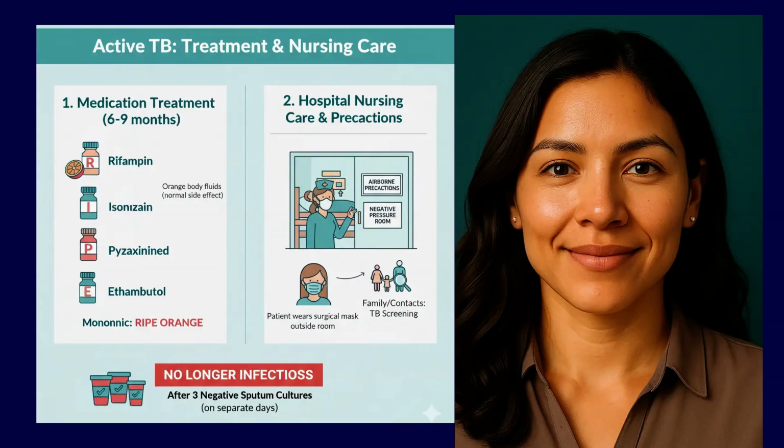When a patient is hospitalized with active TB, you must follow strict nursing care protocols. Place the patient in a negative pressure room. Implement airborne precautions. You must wear an N95 mask or a powered air purifying respirator before entering the room. If the patient must leave the room, they must wear a surgical mask. Educate the patient's family and close contacts that they will need to be screened for TB. A patient is considered no longer infectious once they have 3 negative sputum cultures, taken on 3 separate days.